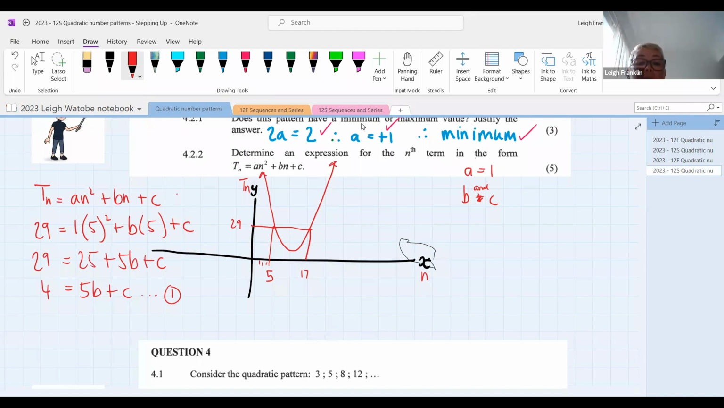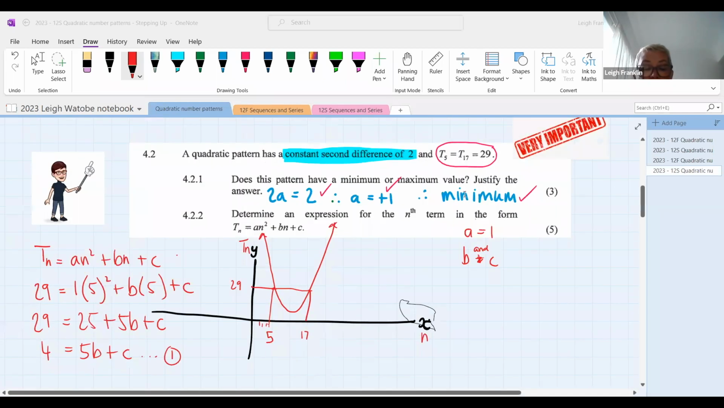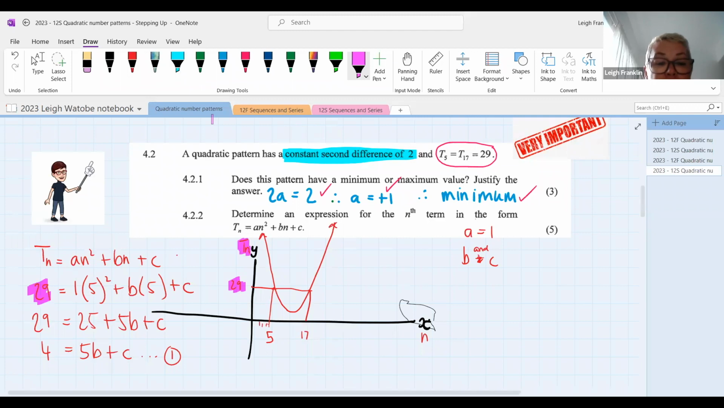We don't have to equate the equations. We have to solve them simultaneously. Yes, Phoebe, quite right. I am subbing in the information that I have been given. Remember, Tn is like your Y, that is your output. That's why I'm putting 29 over here. 5 is like your input. That's why I'm putting 5 over here in place of n, and 5 over here in place of n. And I'm developing an equation in terms of B and C because those are the 2 letters that I want to solve for.